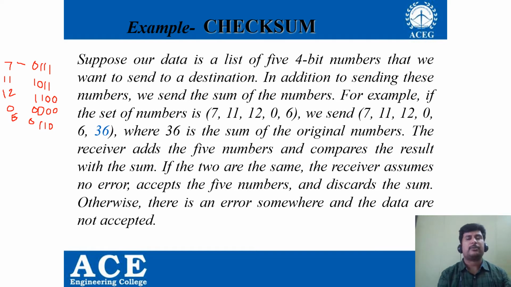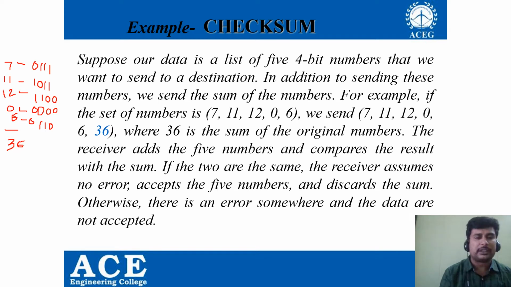We people have learned in our previous subjects like digital electronics and digital communication how to convert a given number into binary, at the same time how to convert binary numbers to the other forms of numbers. So here we are converting our given numbers into 4-bit binaries, and we are trying to calculate the sum of those 5 numbers. So the 5 numbers transmitted were 7, 11, 12, 0 and 6. The sum of these 5 numbers is 7 plus 11, 18, 18 plus 12, 30, 30 plus 6, 36. So along with the 5 numbers, we are going to transmit the sum of these 5 numbers.